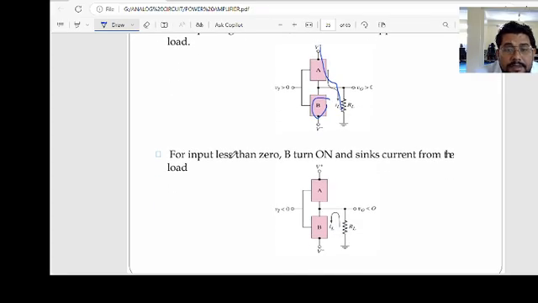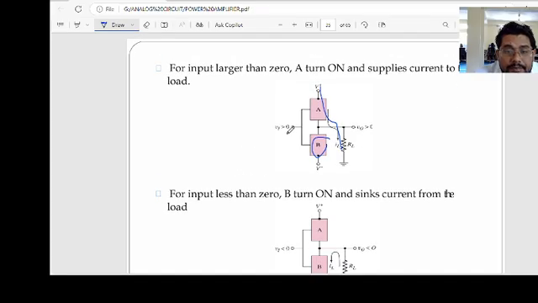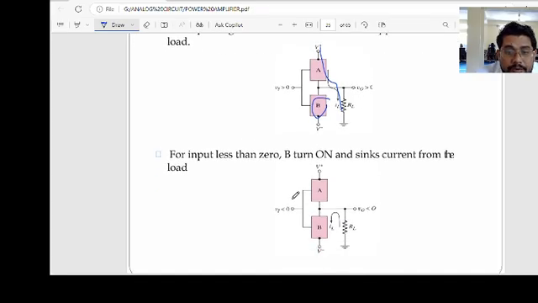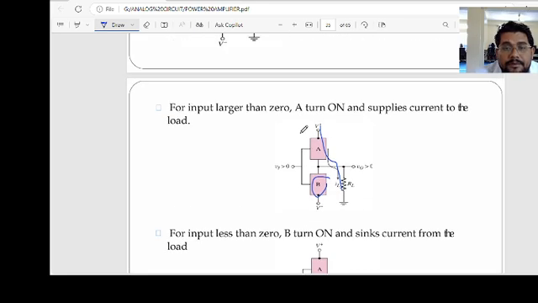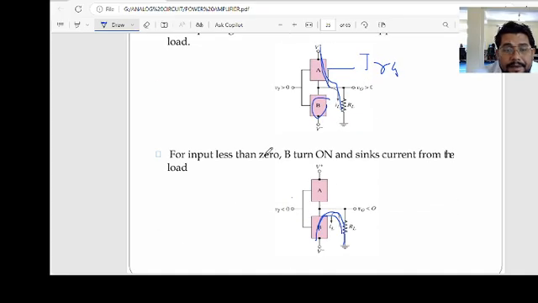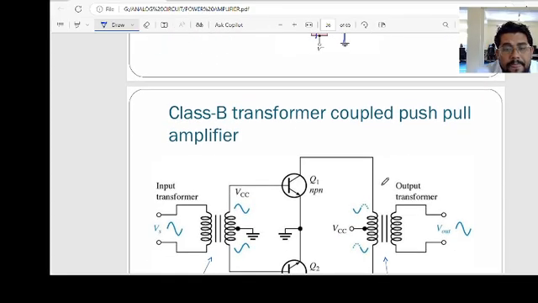If input is less than 0, then this transistor is on and its current comes from here. In the positive half cycle, current flows through one transistor only. This is the transistor, and for input less than 0 it is on and sink current is also from here.